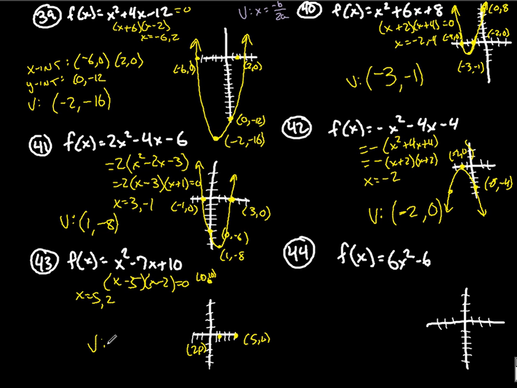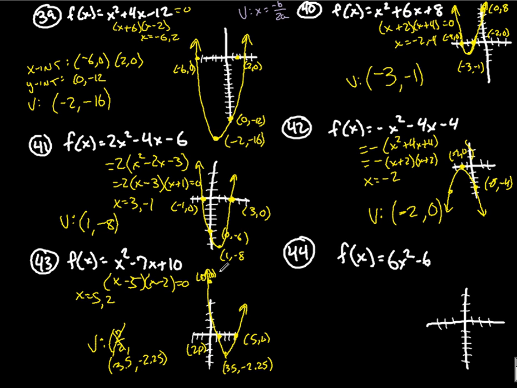And then my vertex point will be negative b over 2a. So it will be positive 7 halves. And when I plug that in, this is the same as saying I'll call it 3.5 to make it easy. And it'll be negative 2.25 as my y value. So 3.5 and a little less than negative 2. So 3.5, negative 2.25. Now I have everything I need to make my graph.